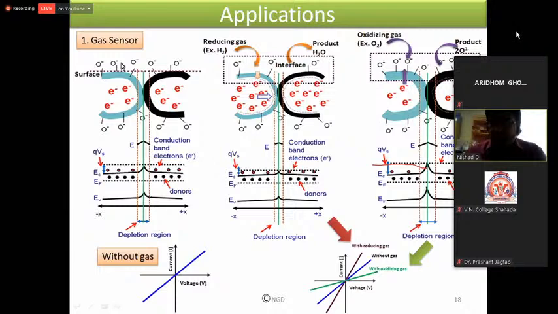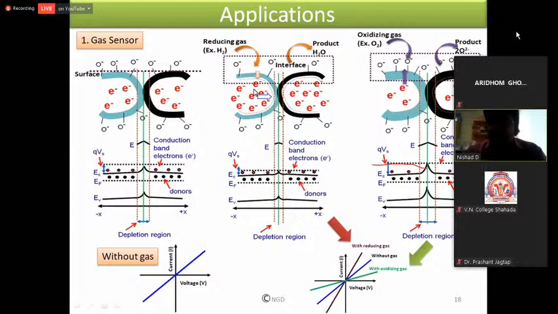So what happens when there is no interaction of any gas on the surface is that the current and voltage have a very linear relationship. When I'm talking about a linear relationship, that means I'm making a contact which is ohmic in nature. Now as soon as I introduce some reducing gas on this surface, this H2 will react with the polar bonds of O minus, which are chemisorbed oxygens present on the surface. And there will be a reaction taking place at the surface and interface.